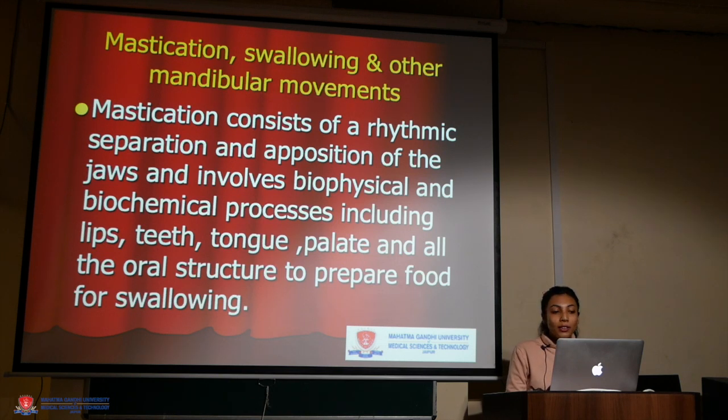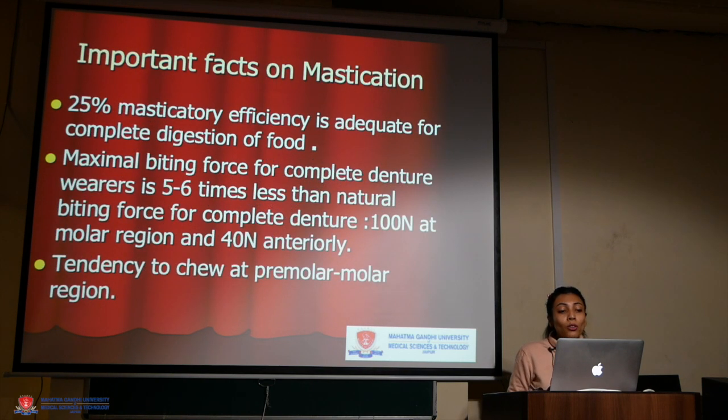Mastication consists of a rhythmic separation and apposition of the jaws and involves biophysical and biochemical processes including the lips, teeth, tongue, palate and all the oral structures to prepare food for swallowing. The important factor in mastication: 25% masticatory efficiency is adequate for complete digestion of food. Maximal biting force for a complete denture wearer is 5 to 6 times less than natural biting force, that is 100 Newton at the molar region and 40 Newton anteriorly. They have a tendency to chew at the premolar-molar region.